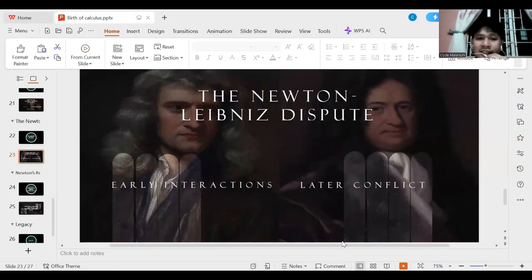As the controversy escalated, Newton became more critical of Leibniz. He believed that Leibniz had seen his unpublished work during earlier exchanges and used it to develop his own version of calculus.